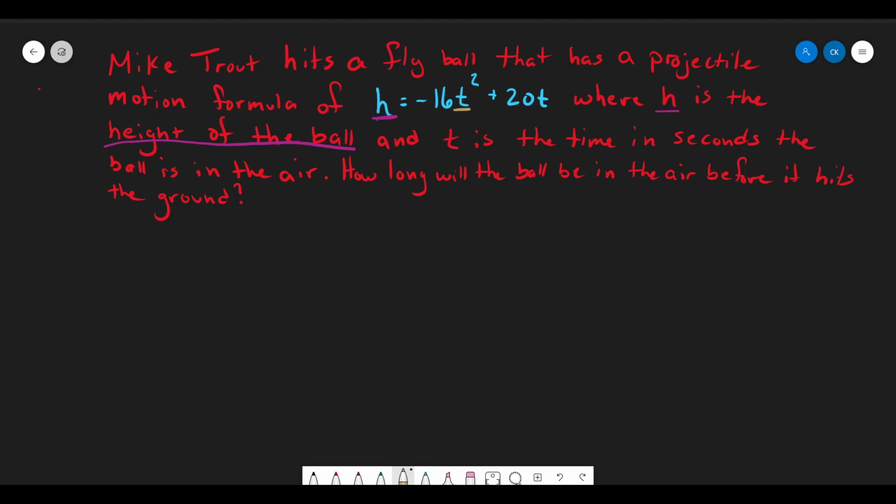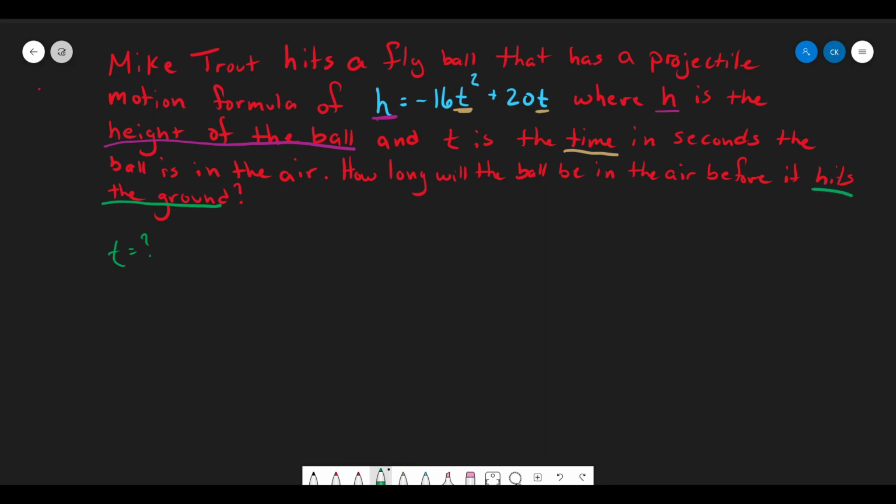t stands for the time in seconds that the ball is in the air. So what it's asking us is to find out how long the ball will be in the air before it hits the ground. So we want to know the time. We are looking for time. How long before it hits the ground.